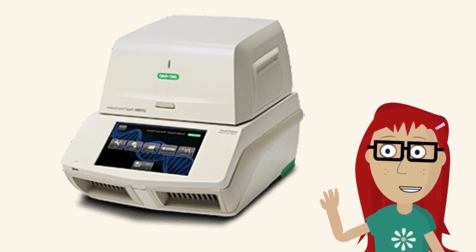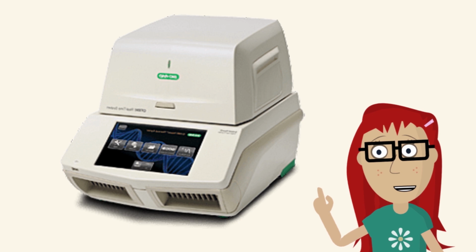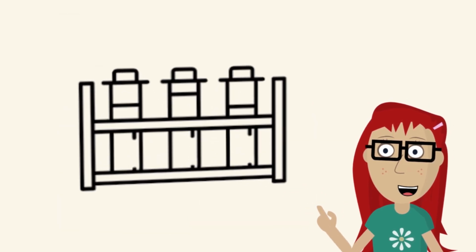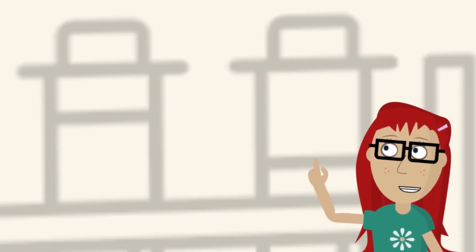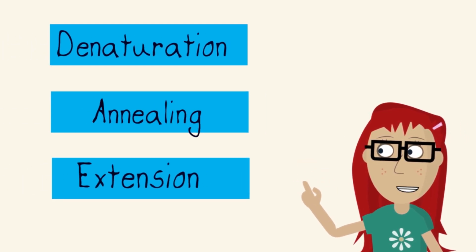The steps of PCR take place inside the thermal cycler or PCR machine. Inside this machine, it has small tubes which provide space for the chemical reaction. Actually the reactions taking place inside can be divided into three sections. They are denaturation, annealing and extension.